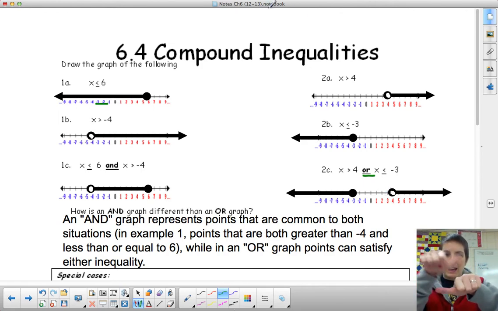OR. AND graphs overlap, OR graphs go opposite. So I typed down here for you, how is an AND graph different than an OR graph? An AND graph represents points that are common to both situations. So in example 1, points that are both greater than -4 and less than or equal to 6. While in an OR graph, points can satisfy either inequality. For the sake of time, I'm not going to pause it, but make sure you pause if you didn't get all of that written down, because it's a pretty important statement.